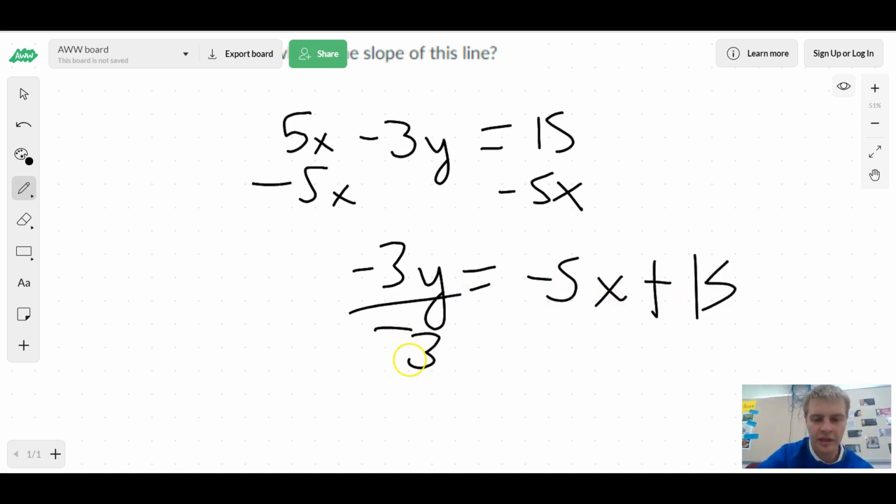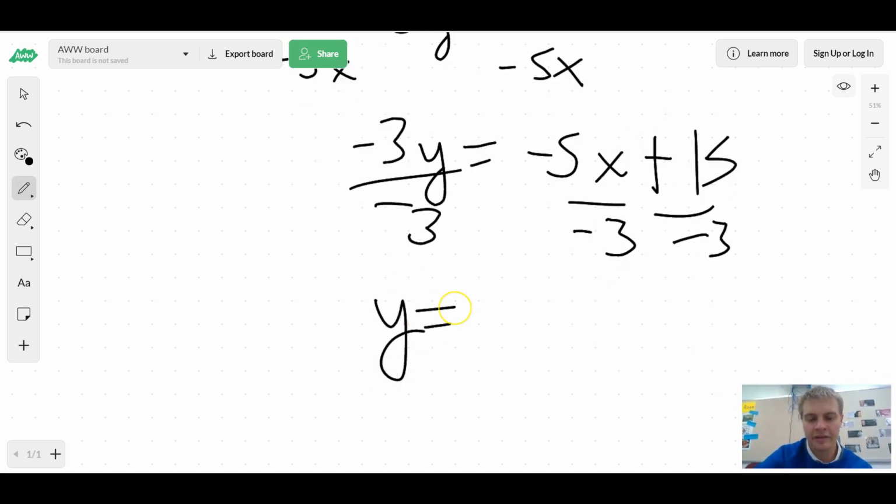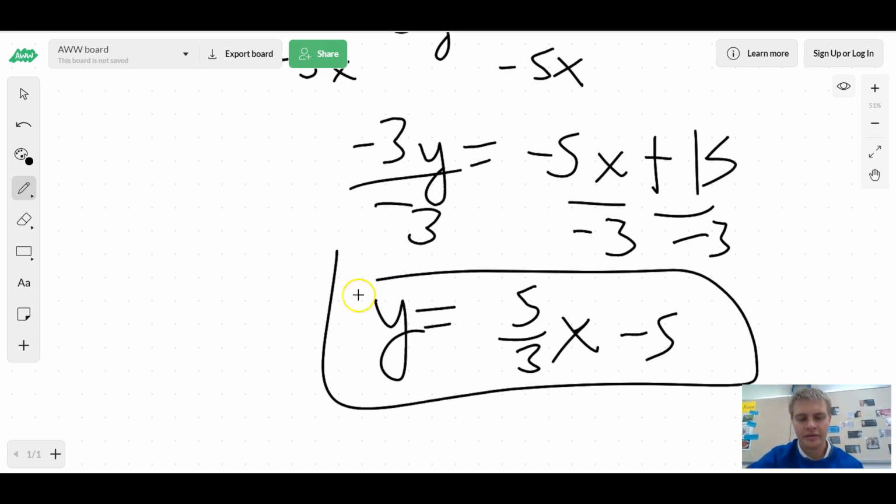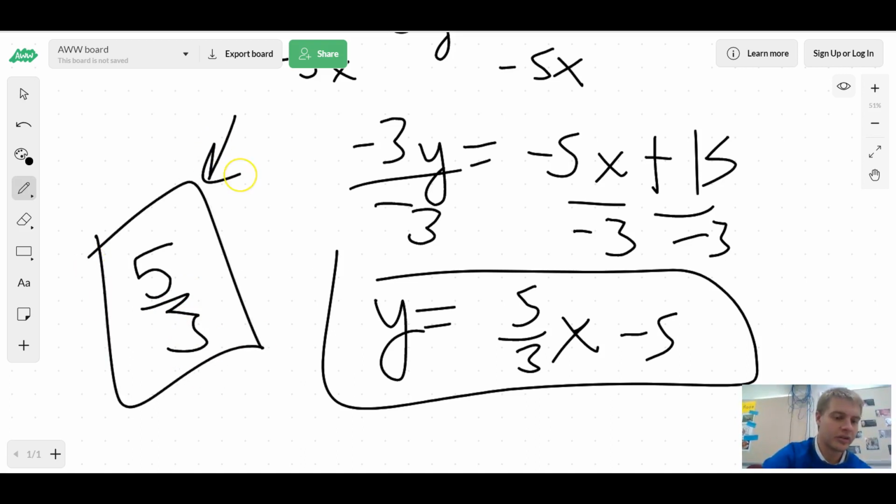Then I'm going to get rid of the negative 3 by dividing everything. I'm going to get that as y equals 5 over 3x minus 5. And this is my final answer. Well, no, actually that's not my final answer, because that is just my line equation. I didn't say what the slope was yet. So the slope should be that number in front of x, which would be 5/3. So that is now my final answer.